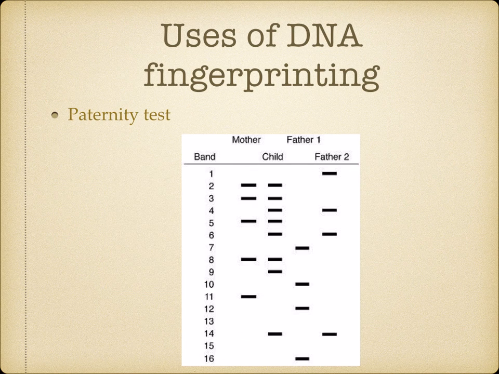And then it can also be used to help resolve questions of paternity, since every individual inherits half the genetic material from the mother and half from the father. So looking at this diagram here, which father is the child's father? Must be father 2.